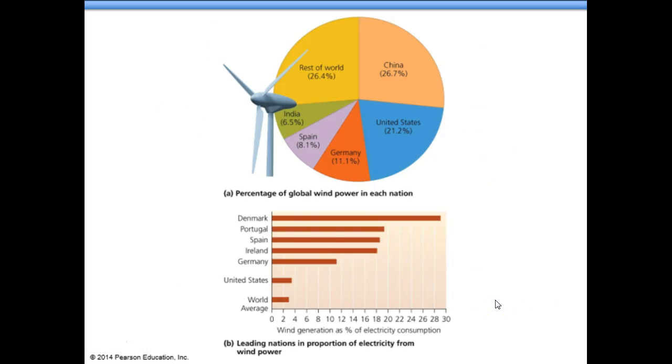When we take a look at this graphic, we're seeing the percentage of global wind power in each nation. Currently we see that the rest of the world is at 26.4%. China leads with 26.7%, then the United States, Germany, Spain, and India. And then the bottom graph shows the leading nations in proportion of electricity from wind power. Denmark, which falls in the rest of the world, is the country that is leading. Portugal and Spain are second, and we see the United States second to the last.